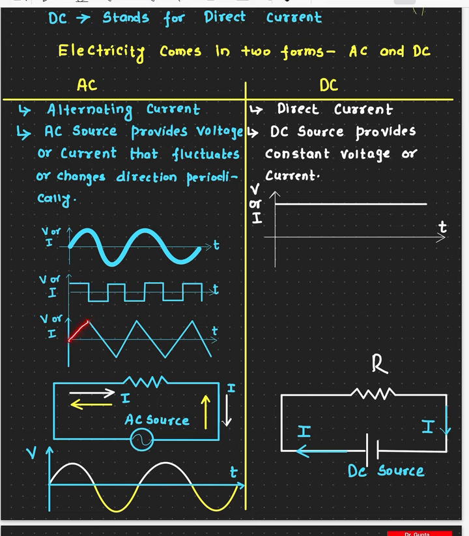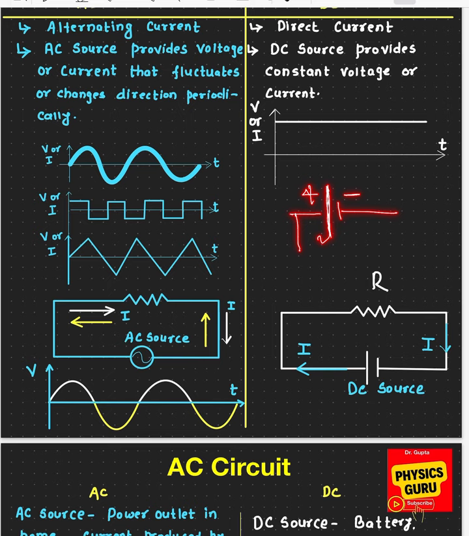Now let's draw a circuit here. I have a resistor connected to a DC source. Remember, the DC source is denoted by the two lines drawn here. This is the positive terminal, that's the negative terminal. The longer line is the positive and the shorter line is the negative. So this is the symbol for the DC source. The AC source is denoted by a circle with a sine wave. For example, this is the symbol for the AC source.